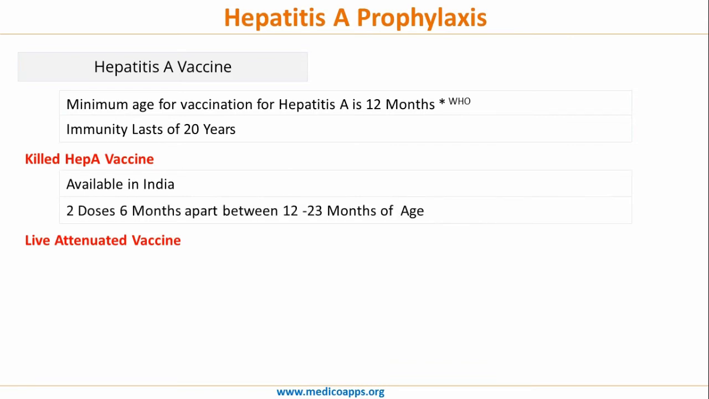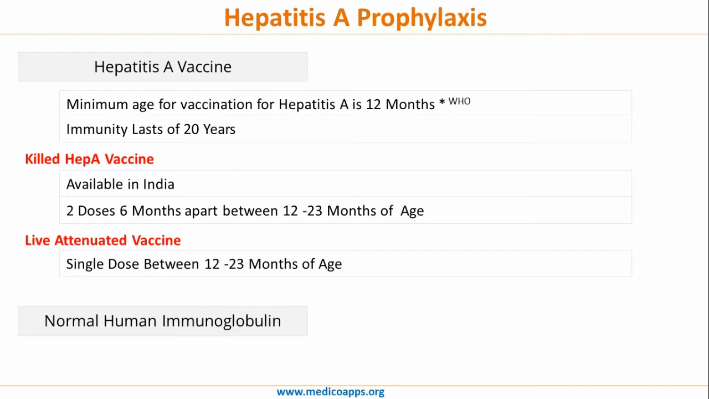2 doses to be given 6 months apart between age of 12 to 23 months. Live attenuated vaccine is a single dose vaccine as compared to killed hepatitis A vaccine, which is a 2 dose vaccine. So a single dose to be given between 12 to 23 months of age.